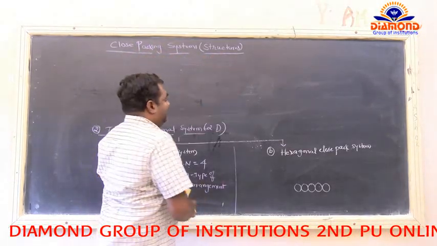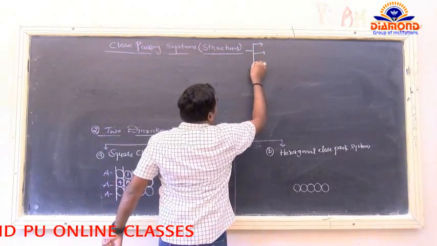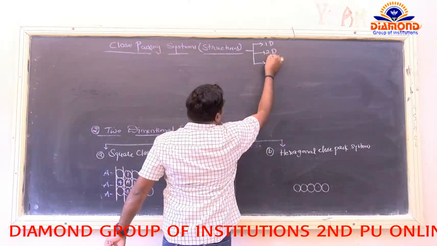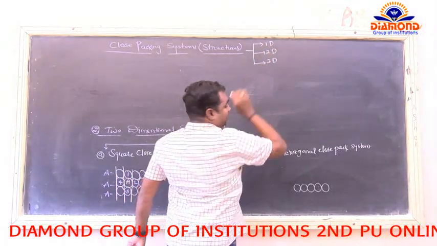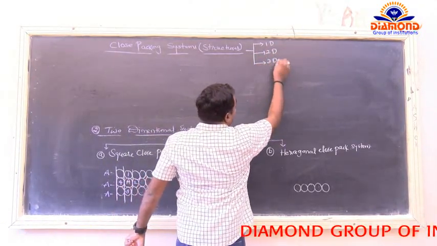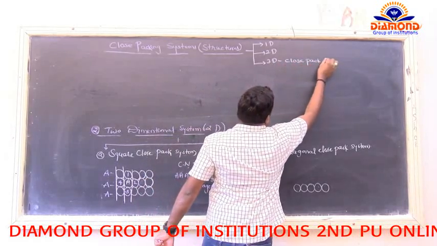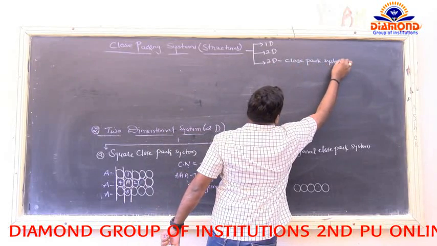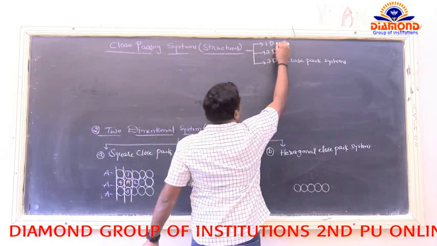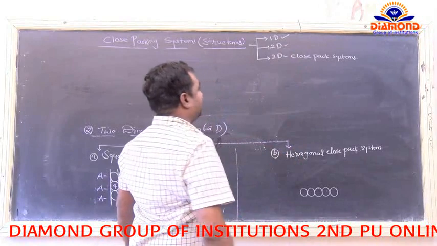In this closed pack, we got 3 types. What are they? What we discussed? One dimensional, two dimensional, three dimensional closed packing system. So 1D, 2D, 3D. 1D is already over. Next 2D. So we will discuss about the 2D.